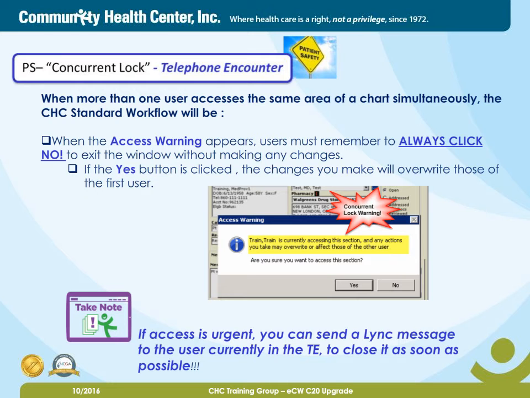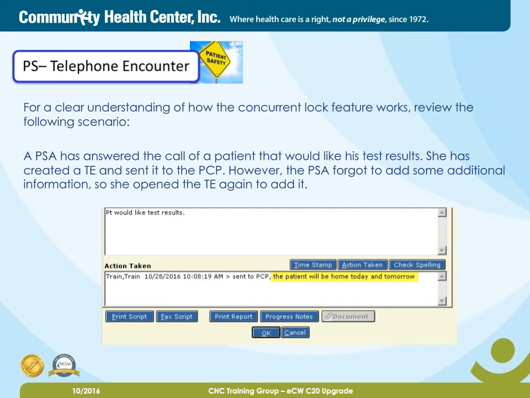When more than one user accesses the same area of a chart simultaneously, the CHC standard workflow will be: when the access warning appears, users must remember to always click No to exit the window without making any changes. If the Yes button is clicked, the changes you make will overwrite those of the first user. If access is urgent, you can send a link message to the user currently in the TE to close it as soon as possible. For a clear understanding of how the concurrent lock feature works, review the following scenario.